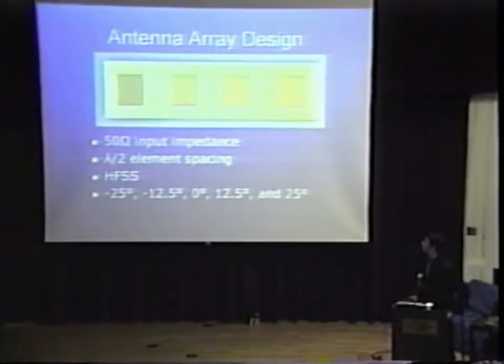Okay, as far as designing my antenna went, we used a 50 ohm input impedance for each antenna. Used half wavelength element spacing. The antennas were first simulated and tuned in HFSS, which is an electromagnetic simulator. And the scan angles of -25 degrees, -12.5, 0, 12.5, and 25 degrees were chosen for my desired beam positions.